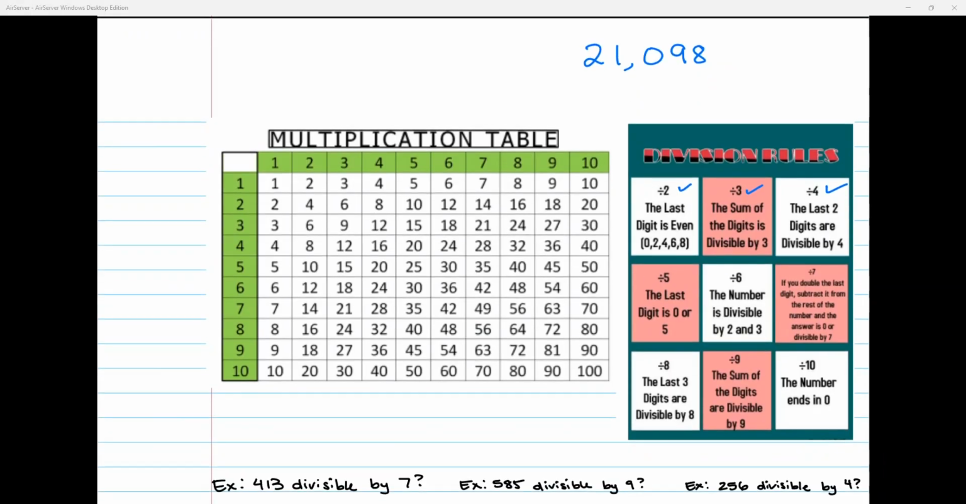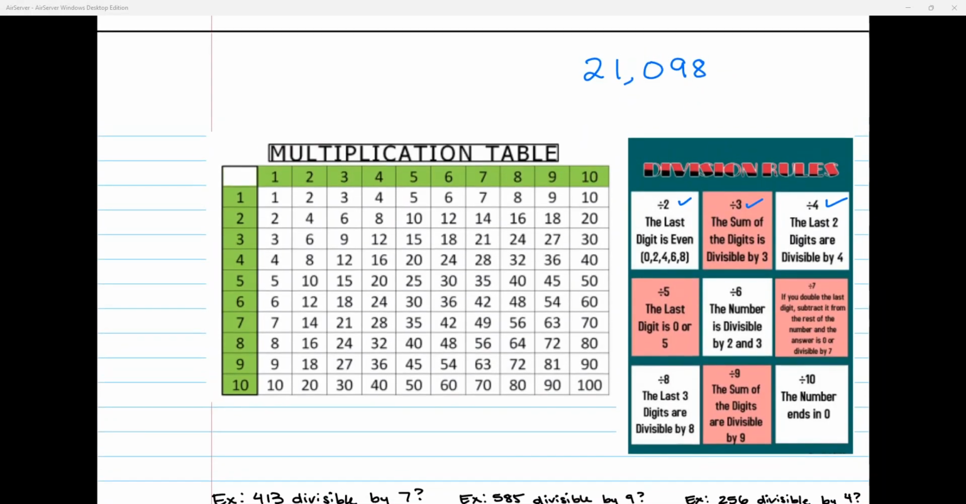The next rule is the divide by 5 rule. Divide by 5 rule is really easy. If the last digit is 0 or 5, then you can divide by 5. So all I got to do is look at the last digit. Here's my last digit. It's an 8. Is that a 0 or a 5? Nope. So then it's not divisible by 5. If this would have looked like this, yep, the last number is a 0, therefore it's divisible by 5. Okay? So the divisible by 5 rule, most students know it pretty good.